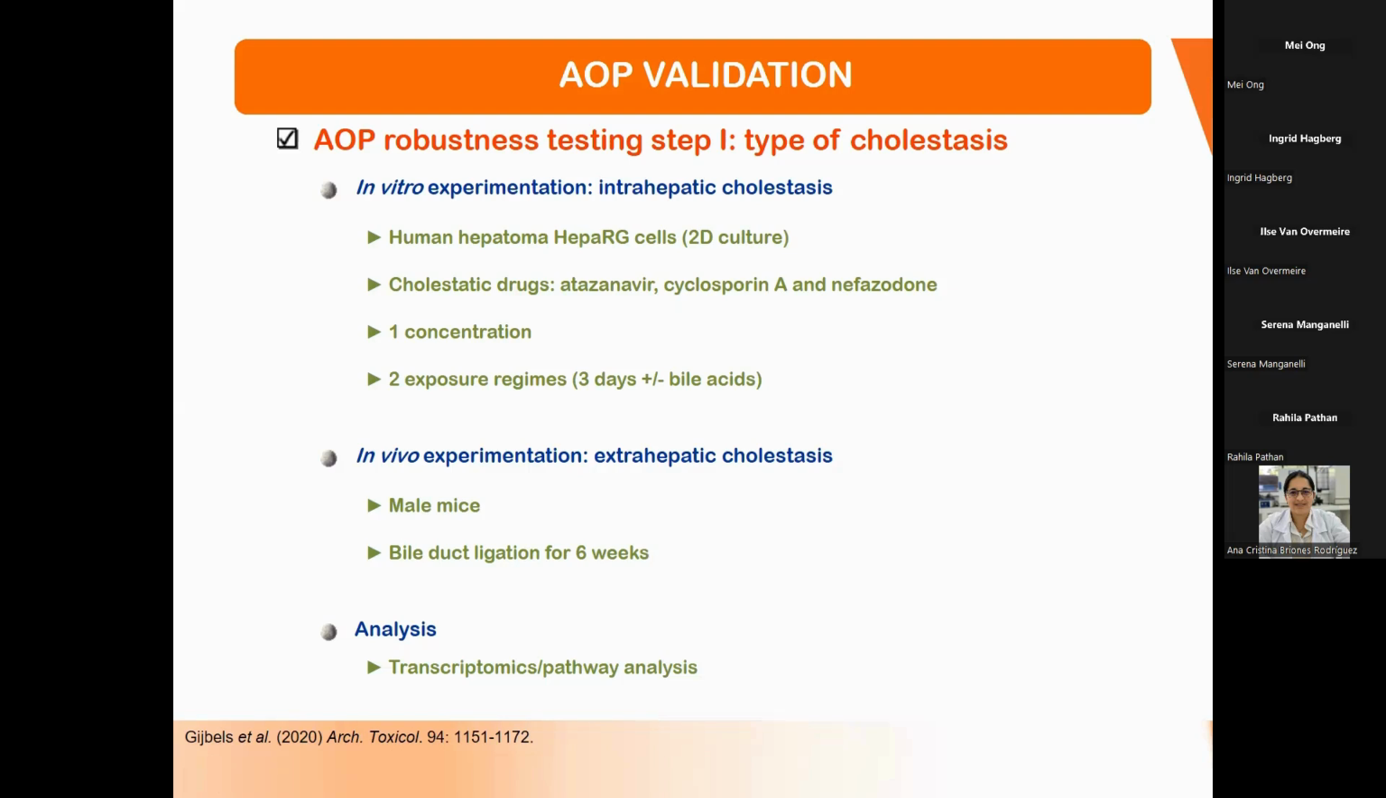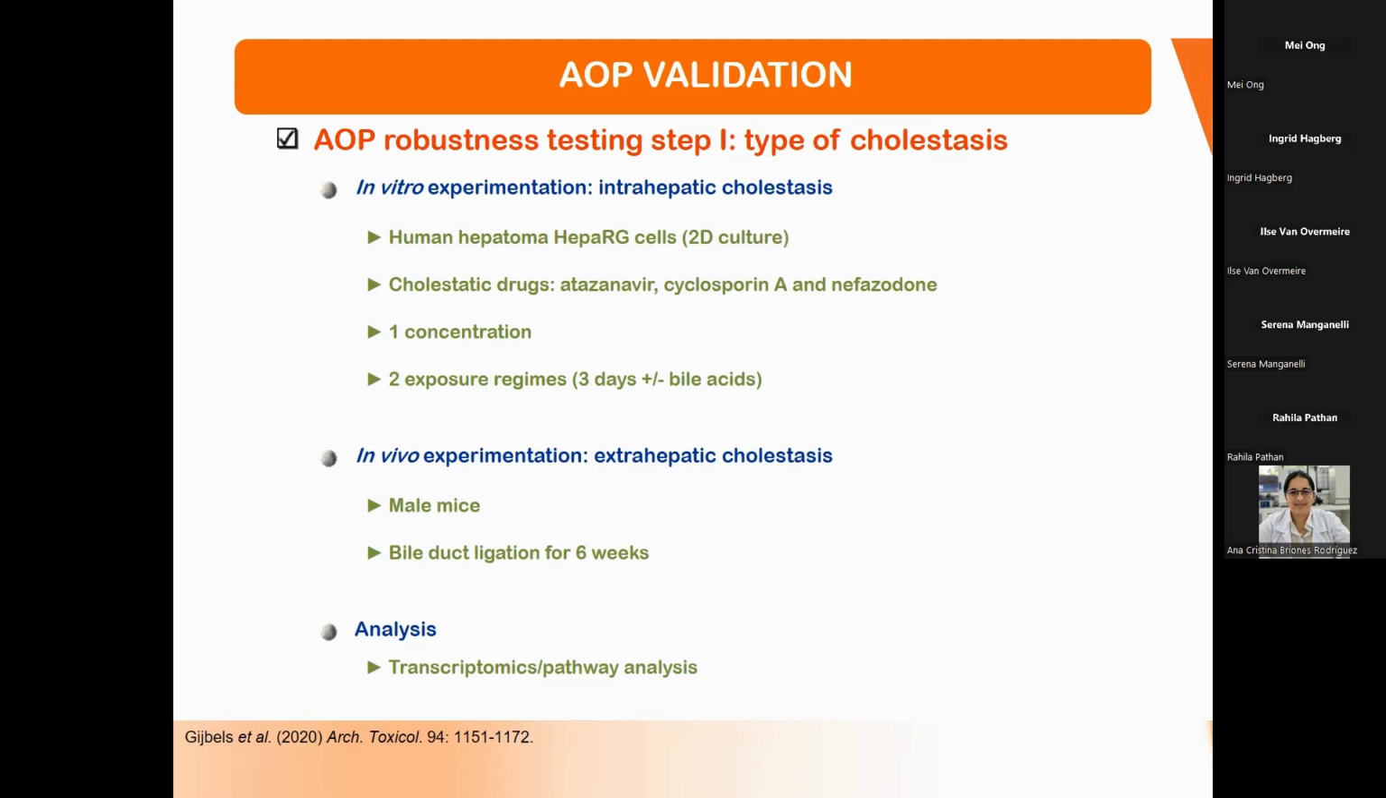We selected a number of compounds of which we know that they induce cholestasis as a side effect. I will not go into the other conditions here. But that was the model for testing intrahepatic cholestasis. We also wanted to test extrahepatic cholestasis, and that was based on an in vivo experiment.